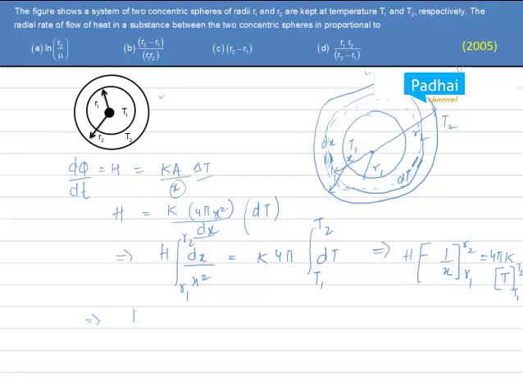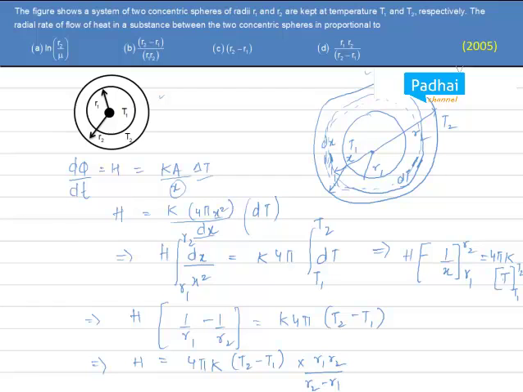So I can write it as H into, taking the negative into account, 1 upon R1 minus 1 upon R2, equal to K into 4 pi into T2 minus T1. So H will be equal to 4 pi K (T2 minus T1) into R1 R2 divided by (R2 minus R1). The question is asking the radial rate of flow of heat, that means dQ by dt, in a substance is proportional to R1 R2 divided by R2 minus R1. That means option D is correct.